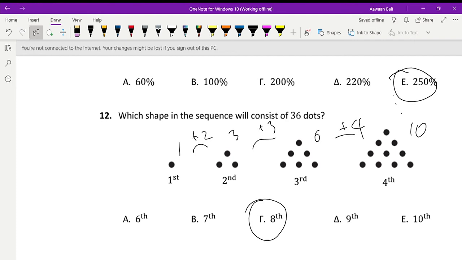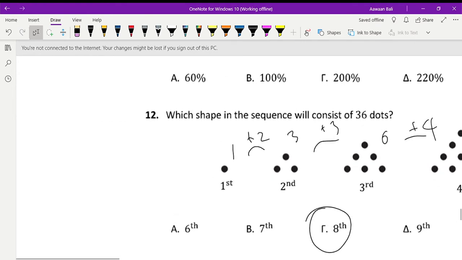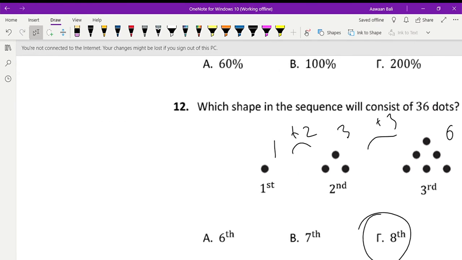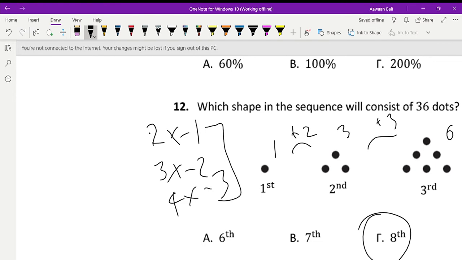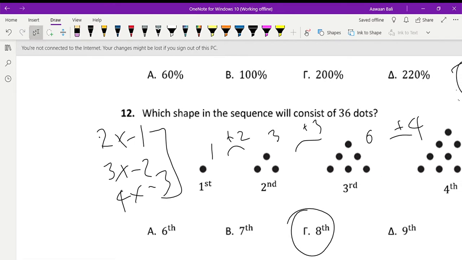Okay, and remember, x is the position of the pattern. First it can be 2x minus 1, it can be 3x minus 2, it can be 4x minus 3. Let's start with these three first. So if we have the second now, 2 times 2 is 4 minus 1 is 3, that works, but 2 times 3 is 6 minus 1, 5. It's 6, sorry, so that's wrong. So for the second one, 3 times 2, 6 minus 2, 4. That doesn't work either. But now we have 4x minus 3. 4 times 2, 8. Wait.